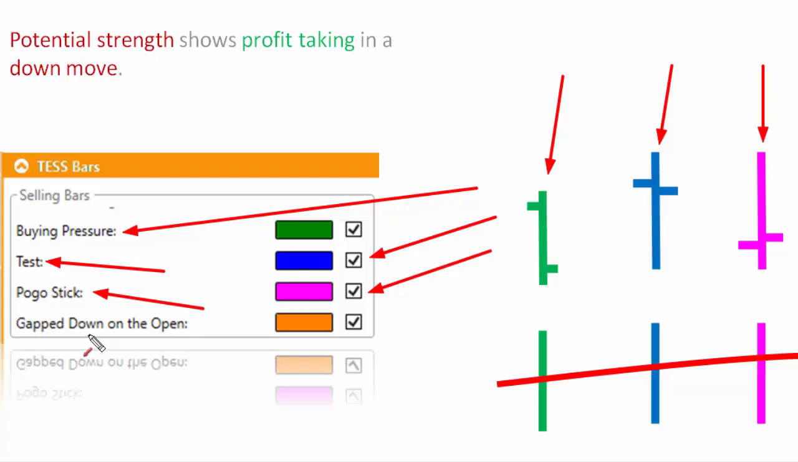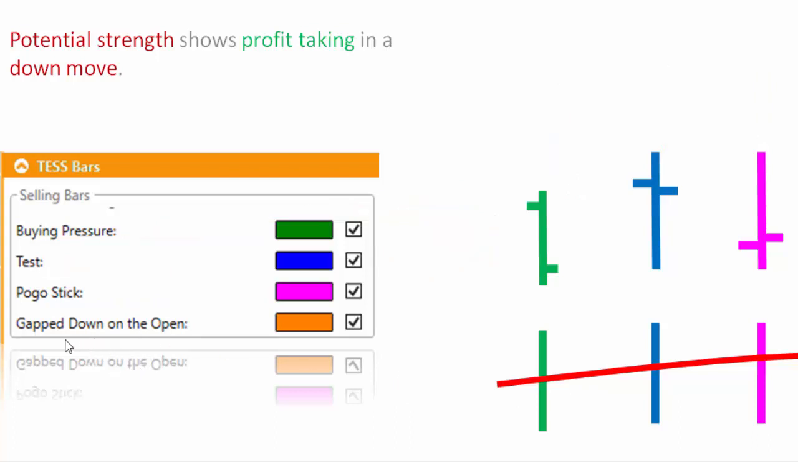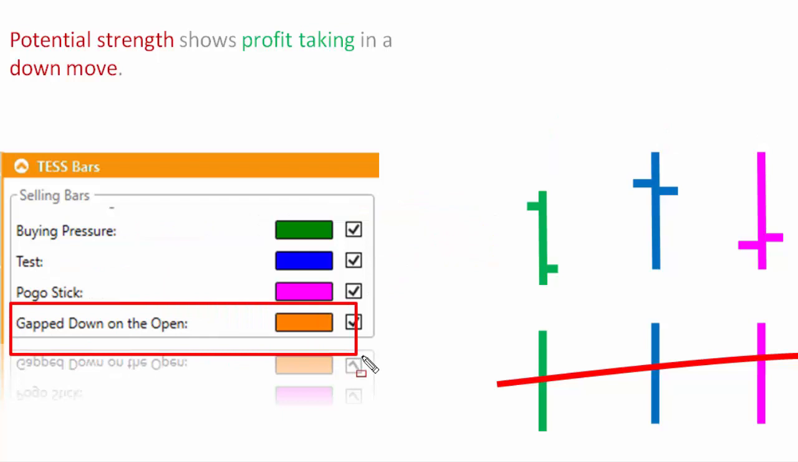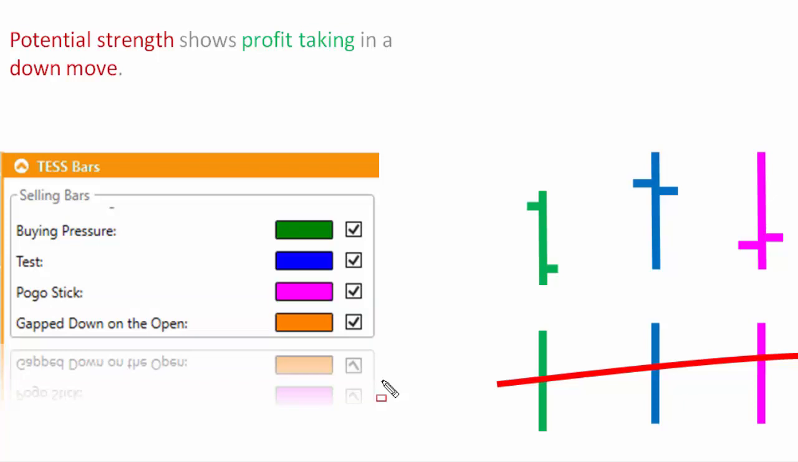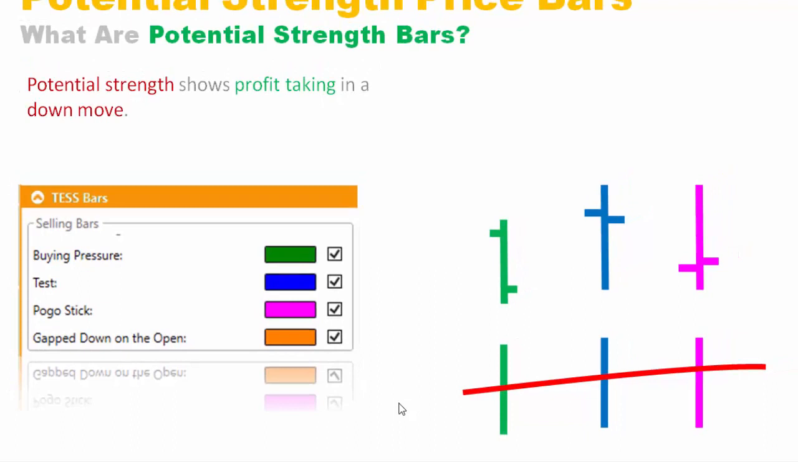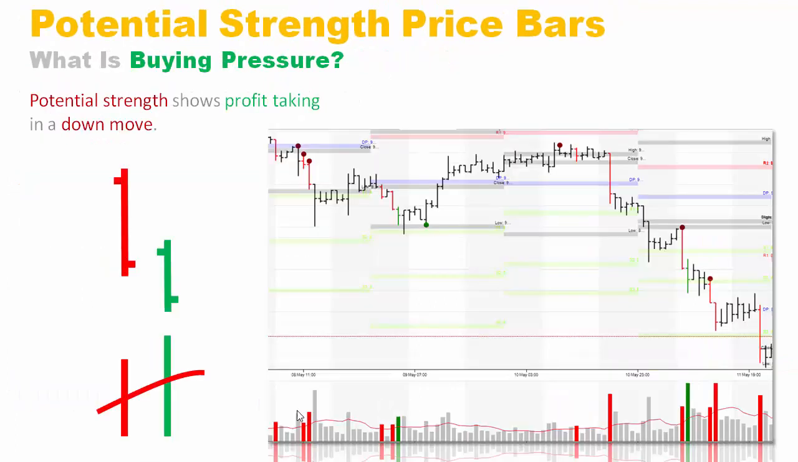Again, you'll see that the gap down on the open bar is not explained because, again, we haven't got that situation where the markets are closed overnight anymore, so we don't tend to see these gaps anymore. So again, I'm not going to cover that in these videos. So let's move on and have a look at the first one, which is buying pressure.